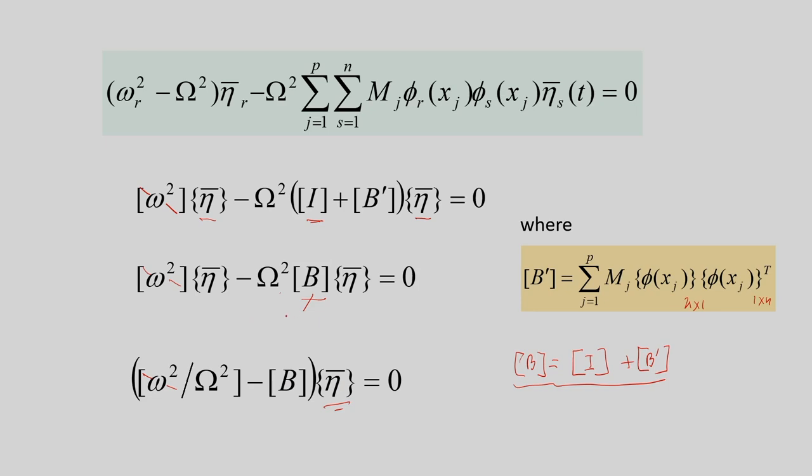Now for a non-trivial solution, one possibility is that eta bar equals 0, but that will not give the practical solution. So for a non-trivial solution, we require to find the determinant of the matrix and set it equal to 0, then we will be able to get the capital omega, which is the eigenvalue of the problem that relates to the natural frequency of the beam carrying concentrated masses.